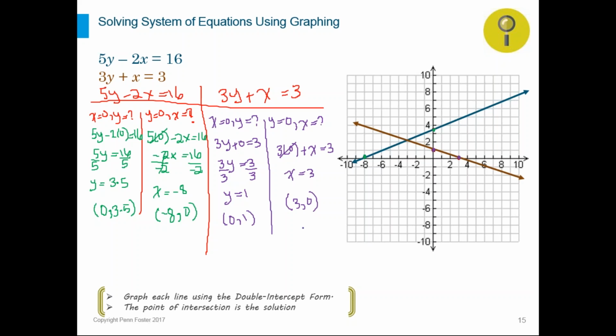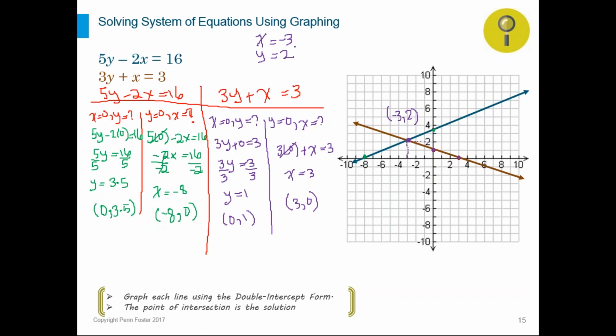Now, the point of intersection is this point. This is the point of intersection. What is that point? From looking at the coordinate plane, that is -3 and that is 2. The solution for that system is (-3, 2), meaning that the x value is -3 and the y should be 2.